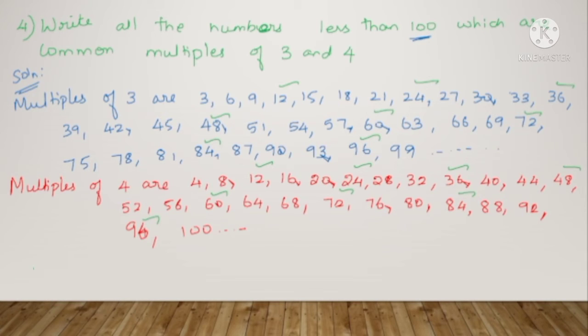The common multiples of 3 and 4 are 12, 24, 36, 48, 60, 72, 84, 96. So this is the answer for the fourth question.